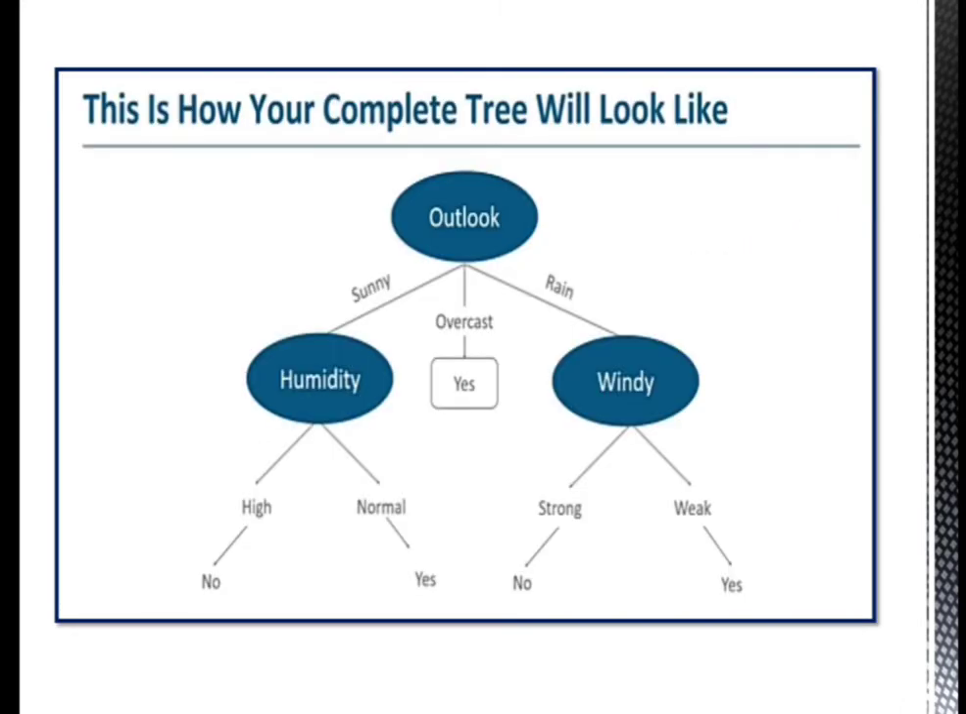So at the last, this is how our complete tree will look. When the outlook is sunny and the humidity is normal, we can play tennis, but when the humidity is high, we cannot play tennis. When the outlook is overcast, we can play tennis. When the outlook is rainy and the wind is weak, we can play tennis, and when the wind is strong, we cannot play tennis. So this is the solution to the given problem.